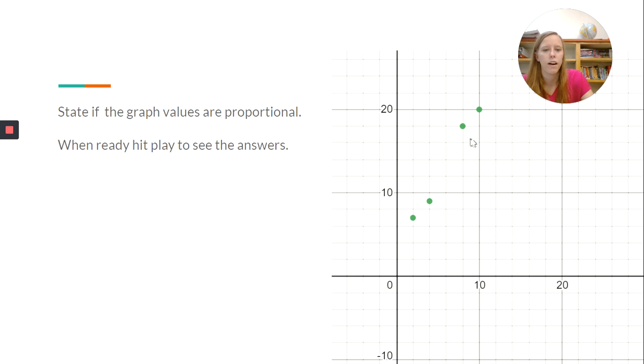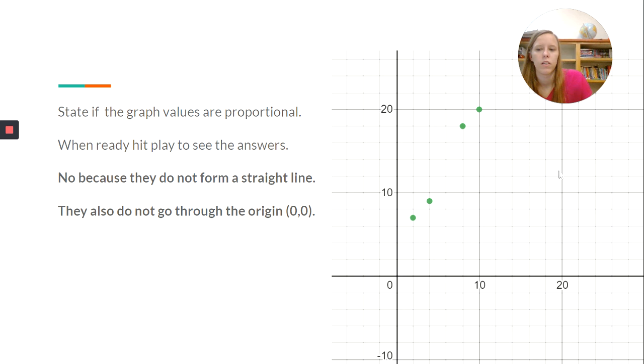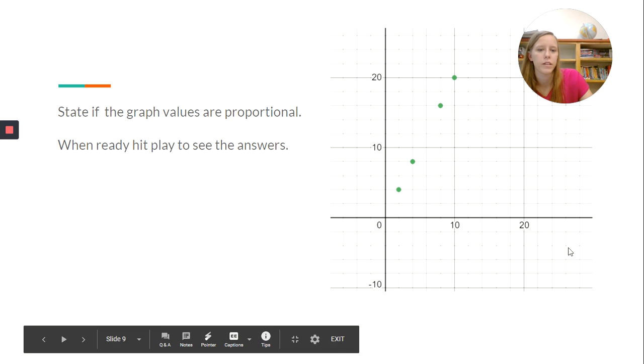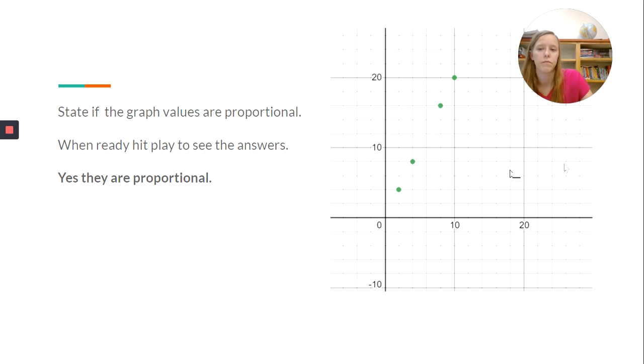So look at this graph and then state yes or no if the graph values are proportional. When you're ready, hit play to see your answers. So again, we know they are not proportional because they don't form a straight line and they won't go through 0, 0. Okay, what about this one? Same thing. Pause, and when you're ready, hit play. This one, if we would add a 0, 0, we can see that it would go through the origin at 0, 0. So they are proportional.